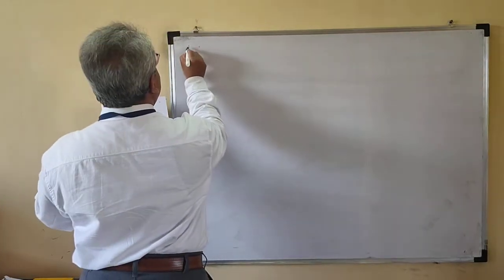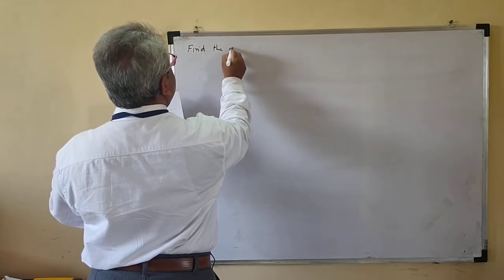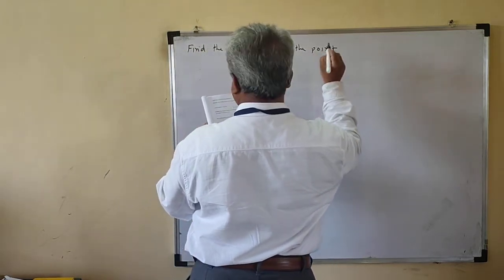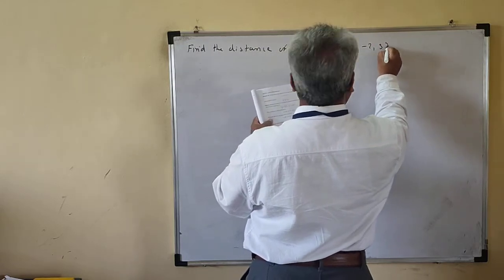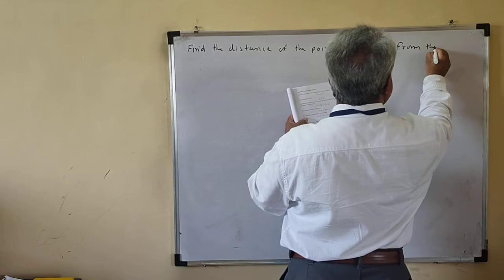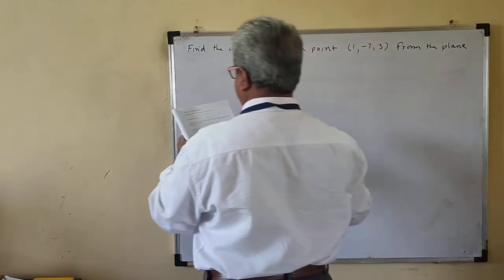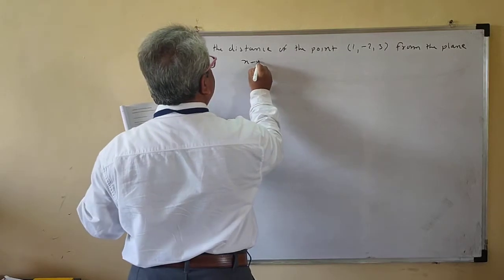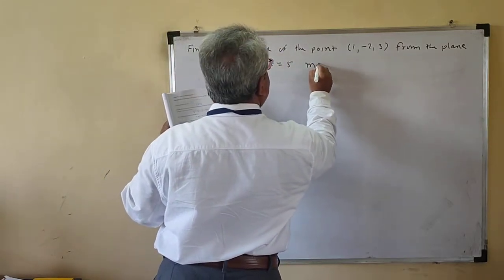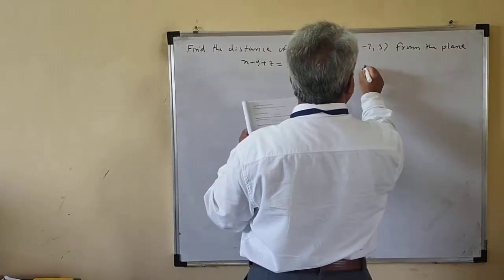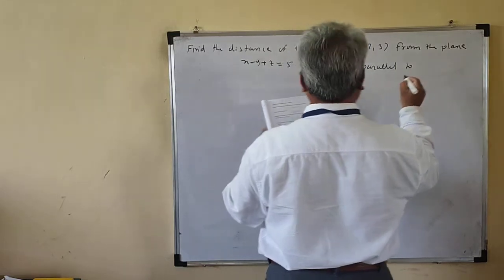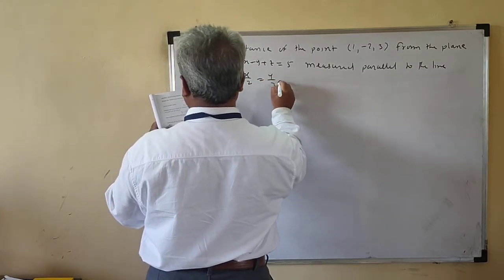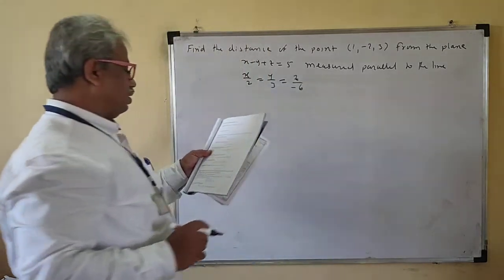problem. Find the distance of the point (1, minus 2, 3) from the plane x minus y plus z is equal to 5, measured parallel to the line x upon 2, y upon 3 is equal to z upon minus 6.